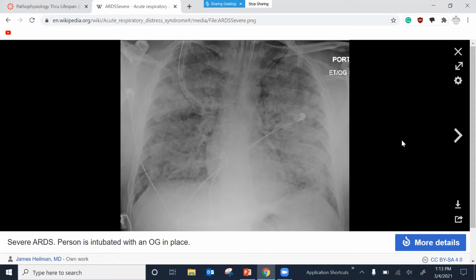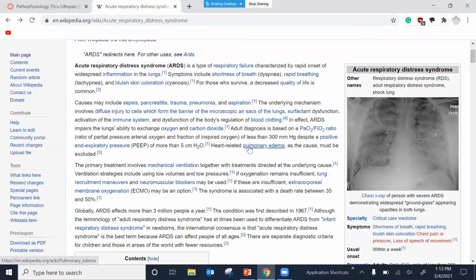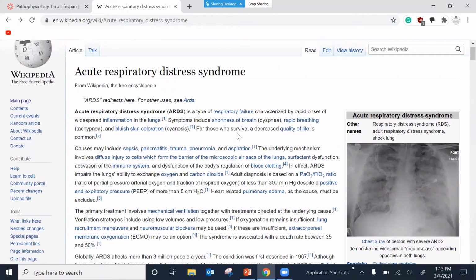ARDS is an important thing to know about because the book makes it sound like this is just an occasional thing that randomly happens, but it's not. I consider acute respiratory distress syndrome simply part of the dying process. So essentially, everyone who dies will eventually have ground glass opacities showing up on their chest x-ray.